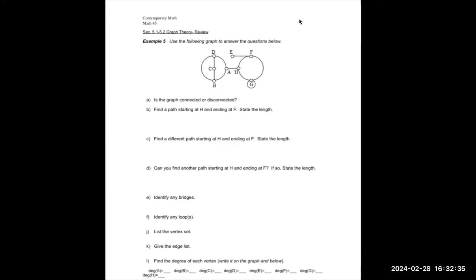It says, use the following graph to answer the questions below. Is this a connected or disconnected graph? I don't see any points that are isolated or any parts of the graph that are isolated. I can get anywhere I want. There's a road connecting E. It looks a little scary at E, but even if I was at D, I could go from D to A, H, G, F, and get to E. So it looks like I can go to any vertex I want. So it's connected.